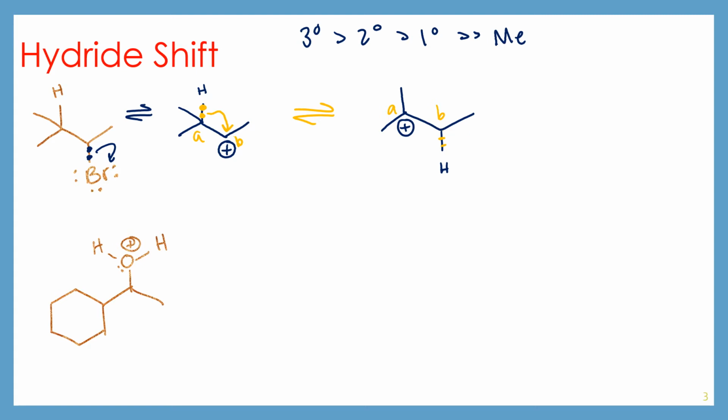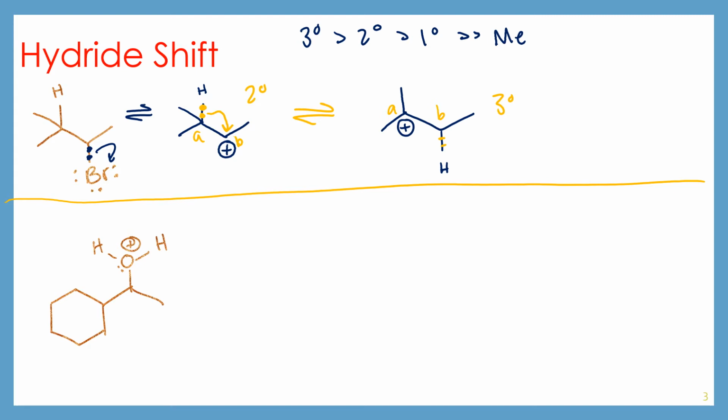Now, what's the benefit of doing this? Well, we went from a secondary carbocation to a tertiary. So this is an improvement. This is a more stable carbocation, and this hydride shift is very likely to occur in a substitution reaction, or any reaction that forms a carbocation intermediate.